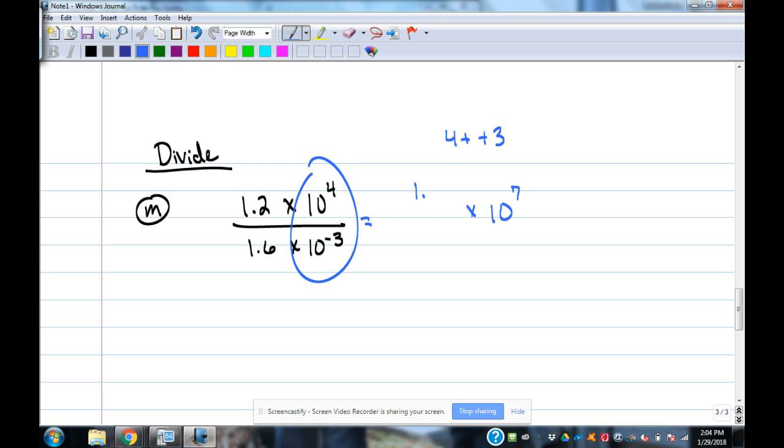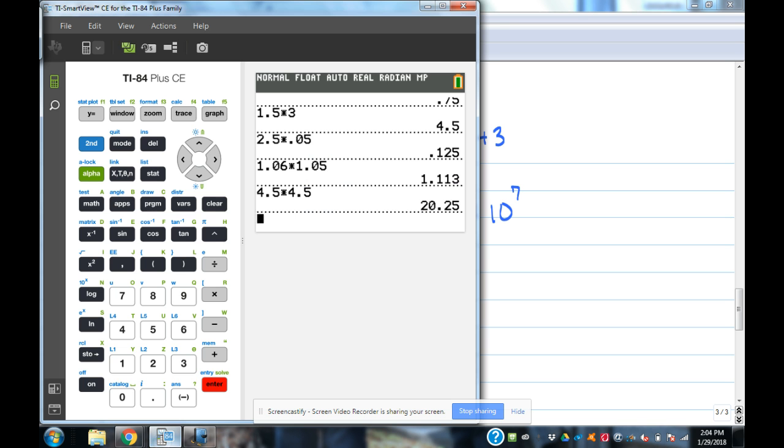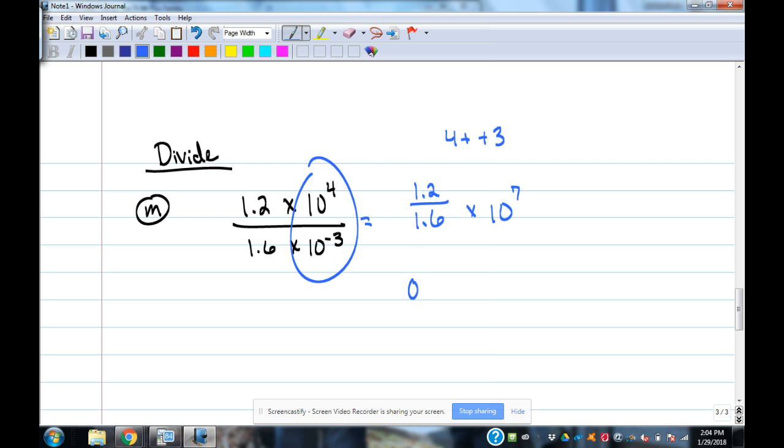And then the numbers in front, we're going to divide 1.2 divided by 1.6. Just regular old division. How much is there? 0.75? 0.75. Yeah, that's right. 0.75 times 10 to the 7th. Is that in scientific notation? No. So what do we do? To the right, one place. What am I going to do? Subtract 1 off the exponent. Good job. 7.5 times 10 to the 6th.